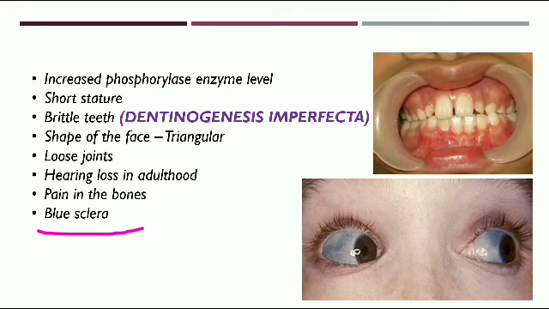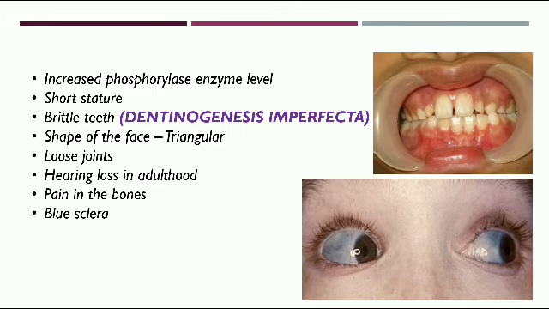Now, one important point to note here is that you will see blue sclera in osteogenesis imperfecta. So what do you understand by blue sclera? That you can see that blue sclera is present in this child. He is having osteogenesis imperfecta. So what do you understand? That this sclera has been, there is some sort of pigment deposition in his eyes. That's why it is appearing blue.